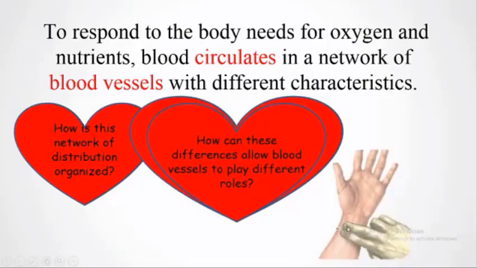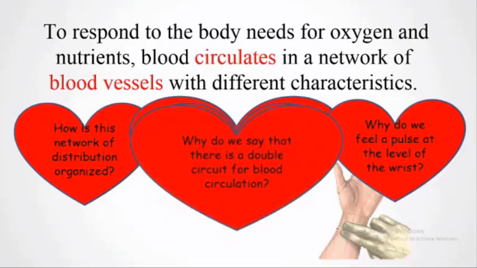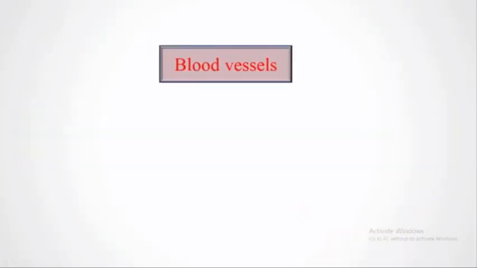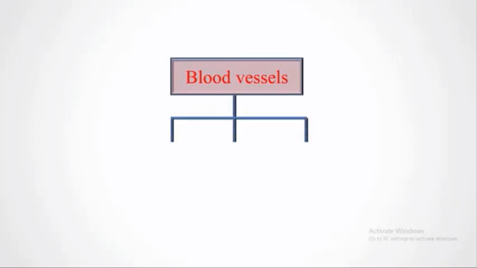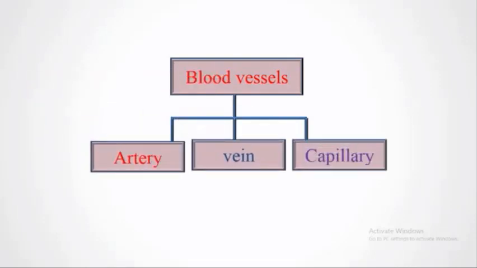If you touch this area at the level of your wrist, you can feel a pulse. So why do we feel a pulse at the level of the wrist? And finally, why do we say that there's a double circuit for blood circulation? There are three main types of blood vessels, and they were actually mentioned in activity 1. We have the arteries, we have veins, and capillaries.